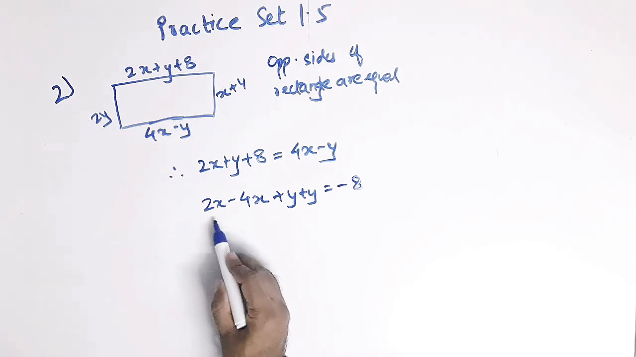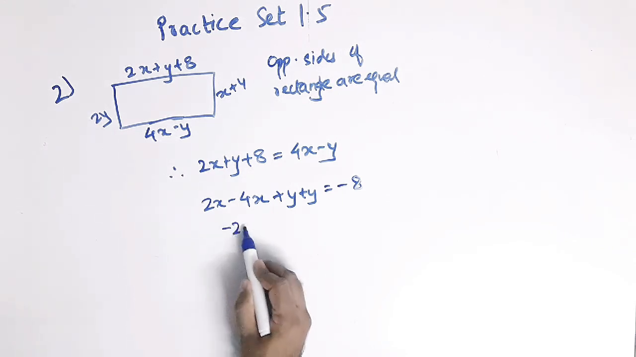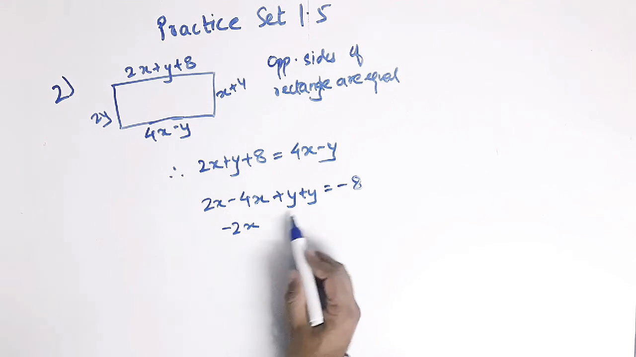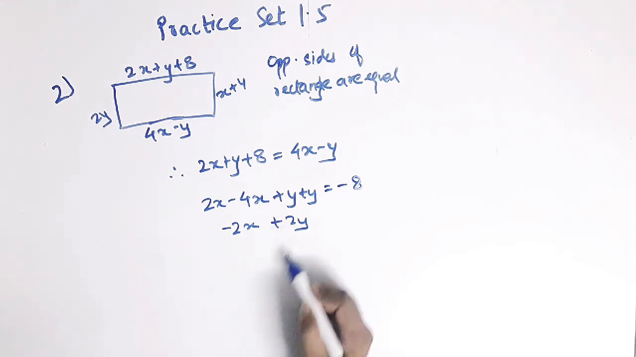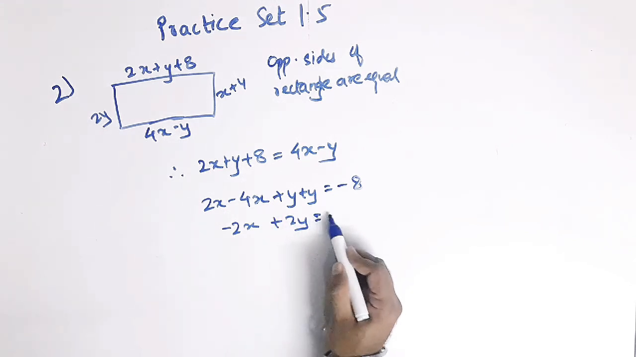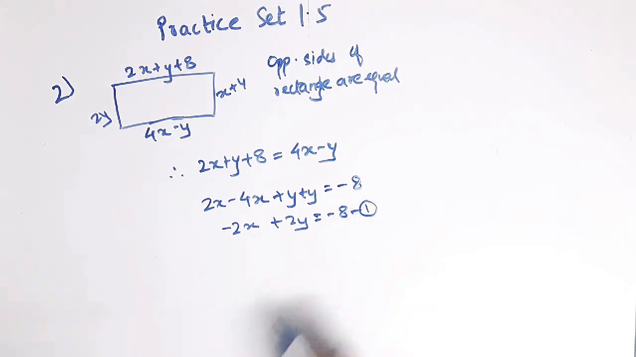Now let us solve this. 2x minus 4x is minus 2x, plus y plus y is plus 2y, equals to minus 8. I'll give this as equation number 1.